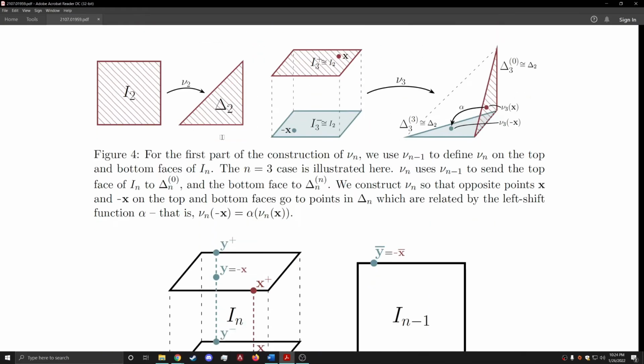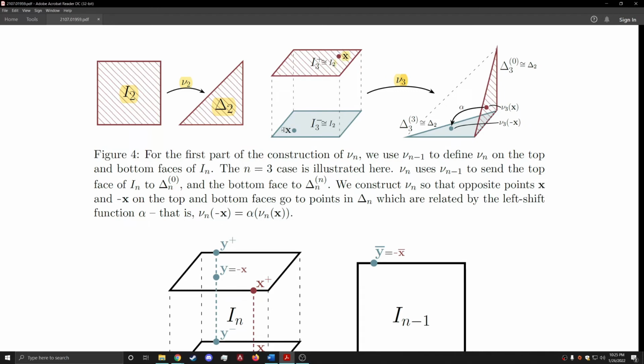We are going to explain this. So we're going to talk about nu, and nu is mapping here I2 to the 2 simplex. So we're mapping from this square to the 2 simplex. Or if we move a little over to the right, here's our nu 3. Nu 3 maps a cube to the 3 simplex, to our tetrahedron, as we saw earlier. And there's going to be some mapping up here on the cube itself.